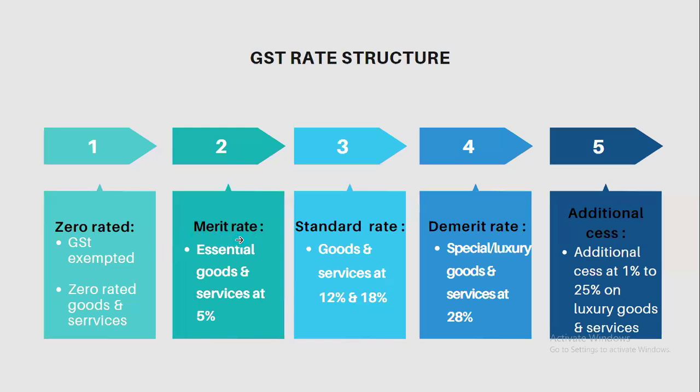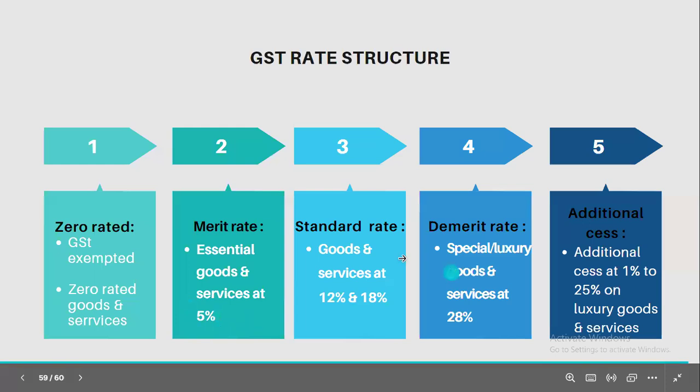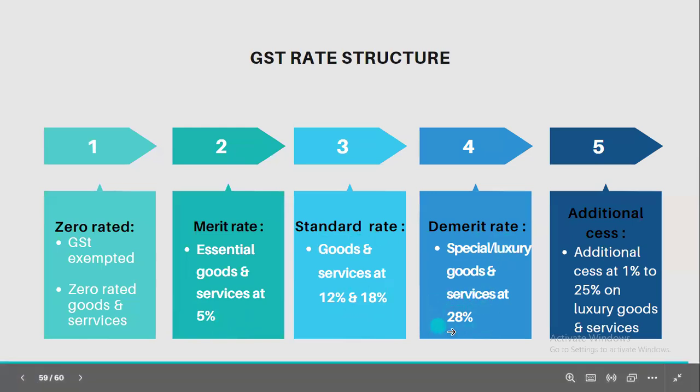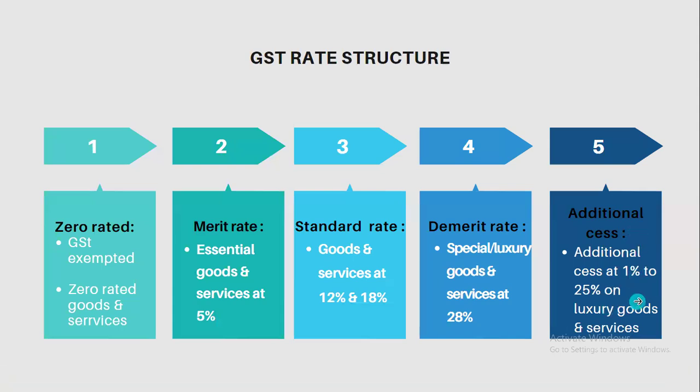And merit rate. The goods that come under merit rate have a tax rate of 5%, and coming to standard rate, 12% and 18%. Demerit rate is mainly collected on luxury goods, because the GST rate is also so high, 28%. And there is also an additional cess from 1% to 25% on some luxury goods. This is the complete tax structure of GST, the GST rate structure. That's it. This is the basic introduction part of GST.